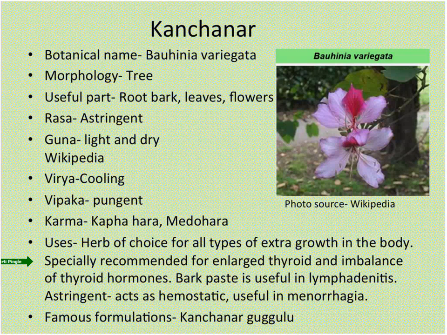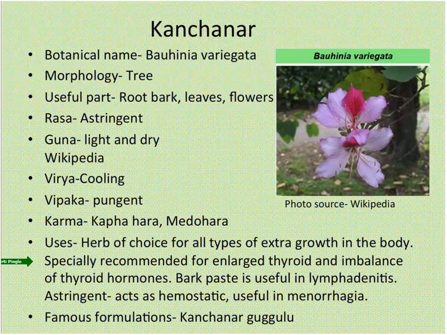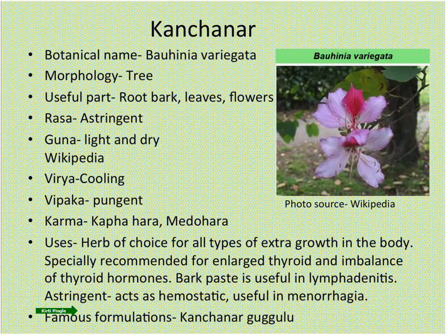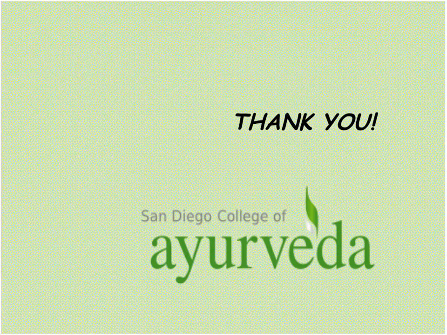It is recommended for enlarged thyroid and imbalances of thyroid hormones. Then bark paste is used in lymphadenitis, so you can apply it externally and you can also take it internally. The astringent taste acts as a hemostatic, so it is also helpful in menorrhagia. And the famous formulation is Kanchanar Gugulu, or you can just simply give Kanchanar Churna also. This is it.